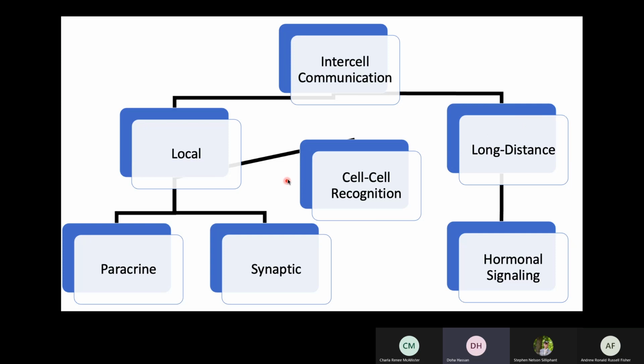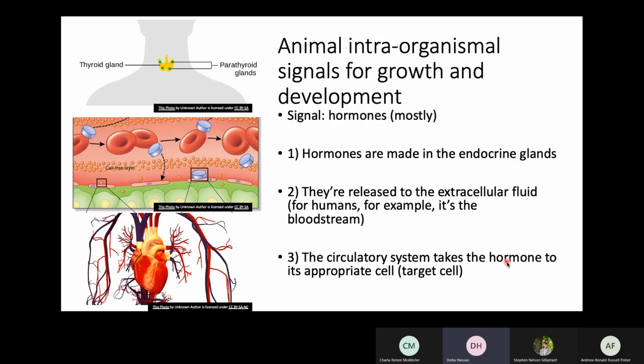So you can have paracrine signaling, which means that the cells basically need to be really close together. You have synaptic signaling, which is what happens in your neurons. You have cell-to-cell recognition, where you have a receptor on one cell and a signaling molecule on the other cell, like a spike protein or something. And then in long distance, we talked about hormones, and that's the one that we're going to talk about now again. So this is kind of the emphasis of this evening's session.